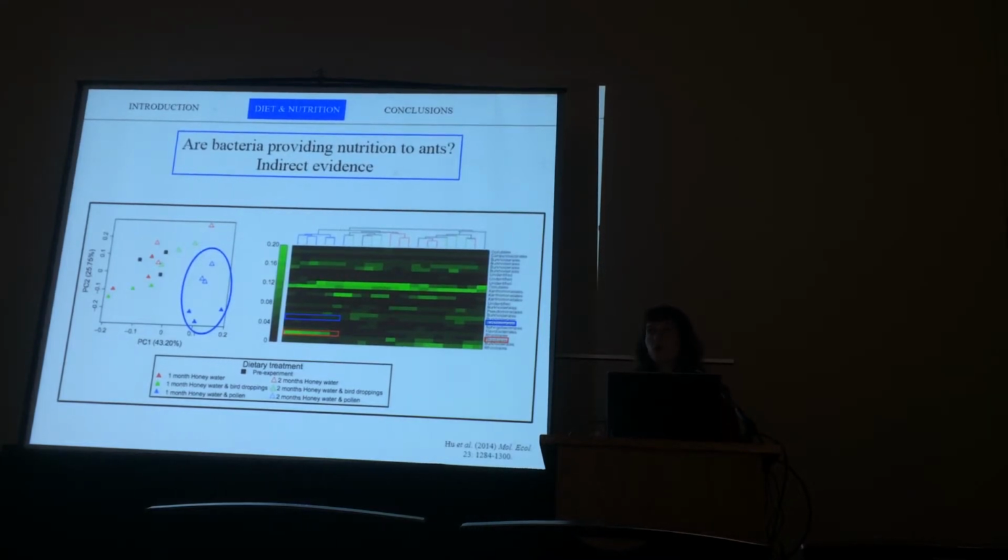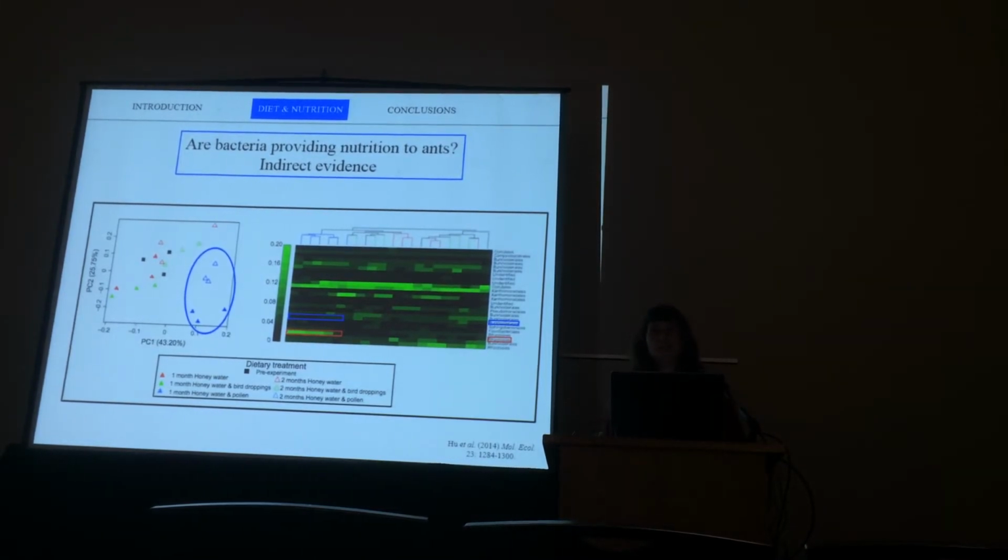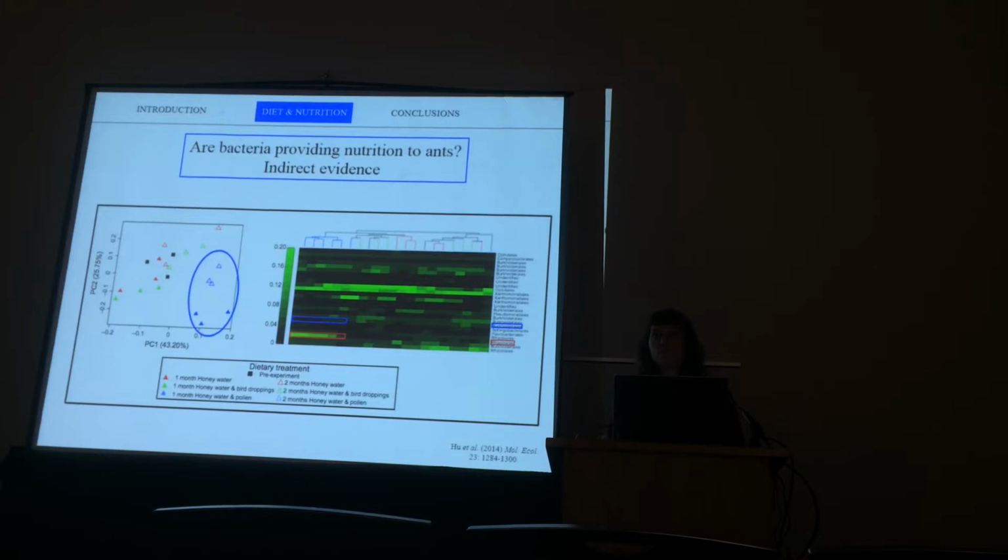We also know that they will go to bird droppings, which unfortunately is an ephemeral source of food and one that ants can't rely on, but is very rich in nitrogen. So if you're nitrogen deprived, you may be highly attracted to this food resource.